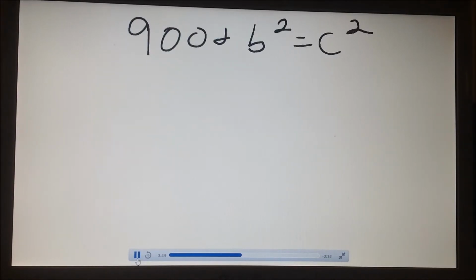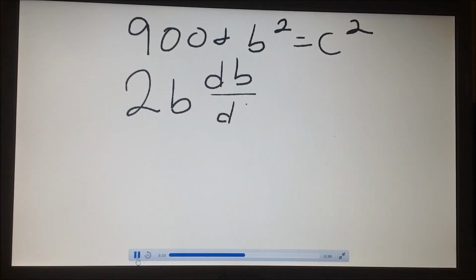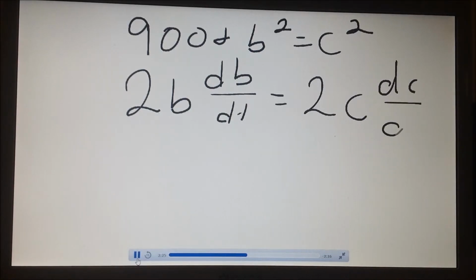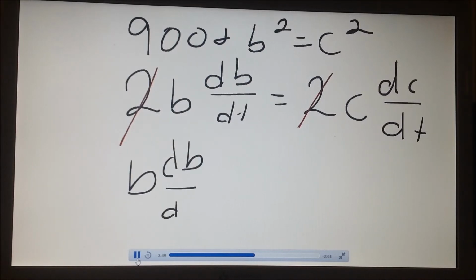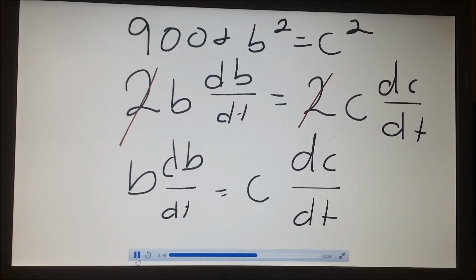Now you're going to take the derivative. For this derivative, you're going to get 2b dB/dt equals 2c dC/dt. The 900 cancels out because the derivative of a constant is 0. You can cancel out the 2's because they're on both sides. So your final derivative is b dB/dt equals c dC/dt.